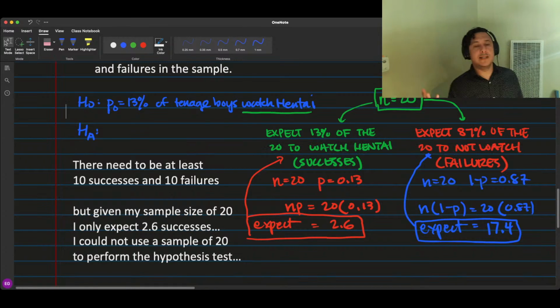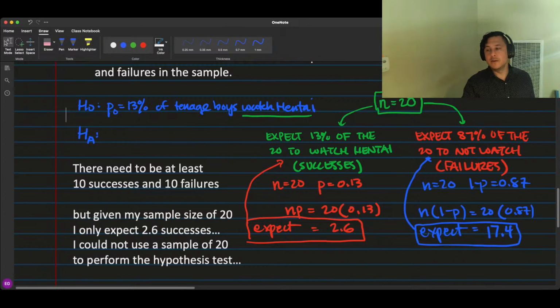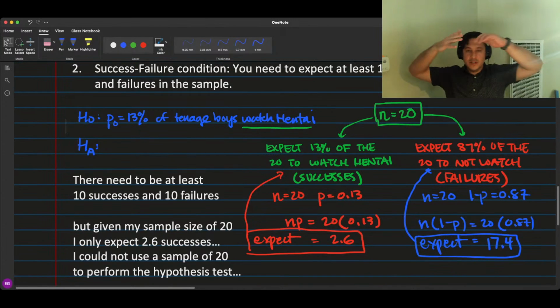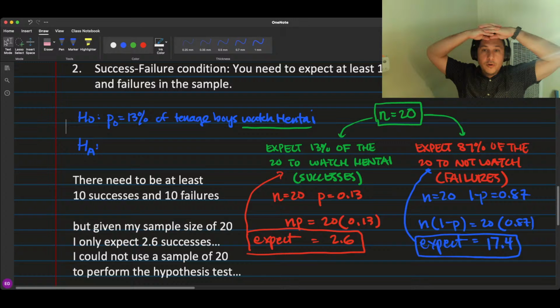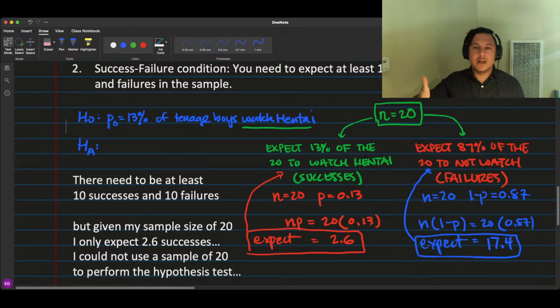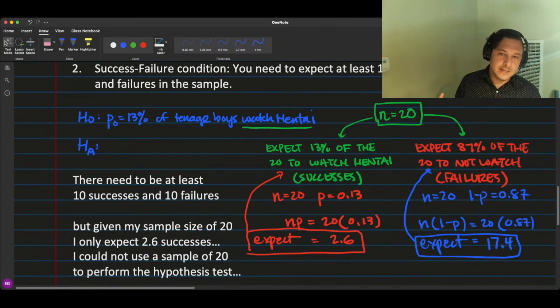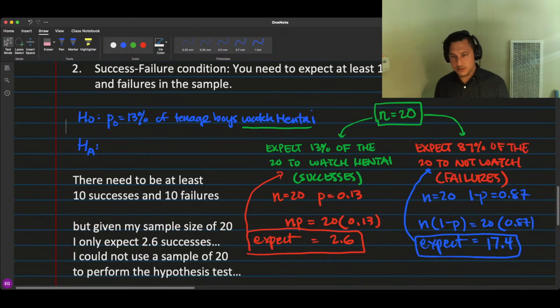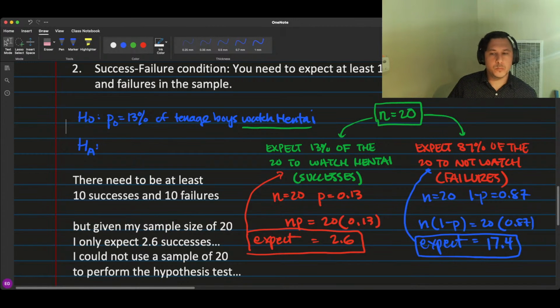So this guideline is telling you, hey, I know that you were hoping to just take a sample of 20 people and then perform your hypothesis test, but this is not going to work out. You did not meet the success-failure condition. You need at least 10 expected successes. So I'm going to pause for a moment and see if this makes sense.